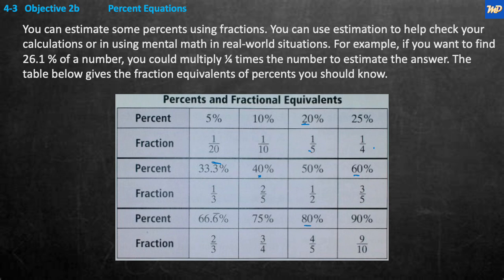66.66666 forever. Same as the 33.333 forever. 33 is a third. 66.6% is 2/3. 75% is 3/4. 80% is 4/5. 90% is 9/10. And like I said before, 100% is 10/10, 5/5, 4/4, whatever one you want to use. Okay?